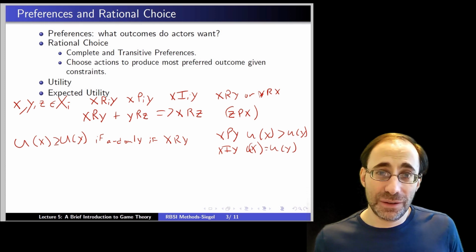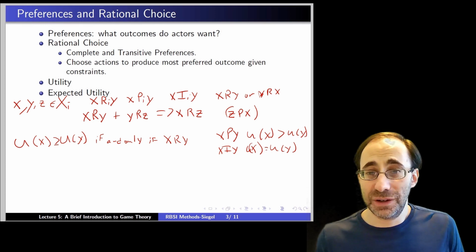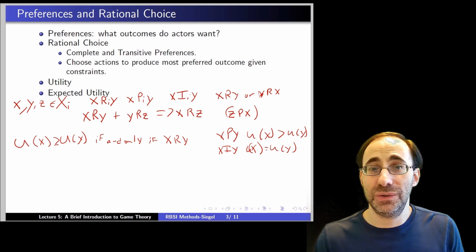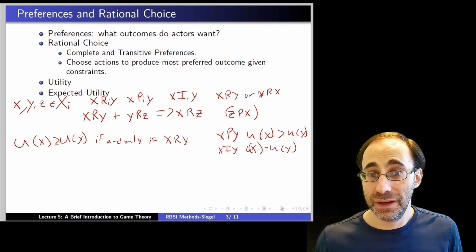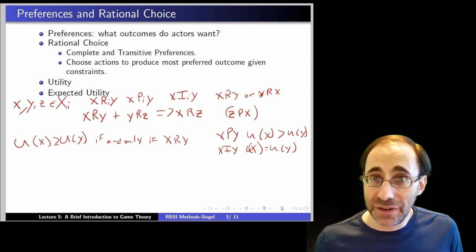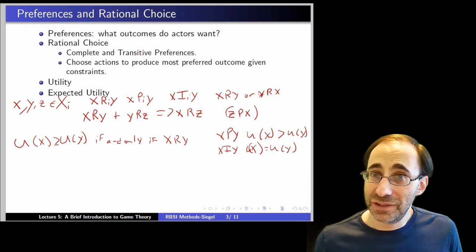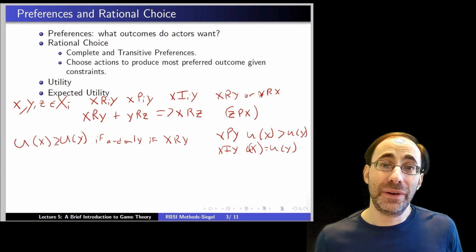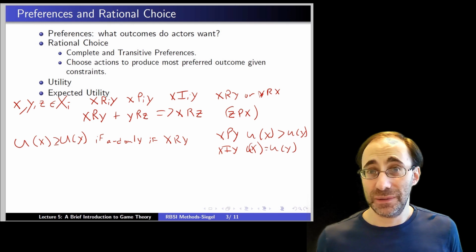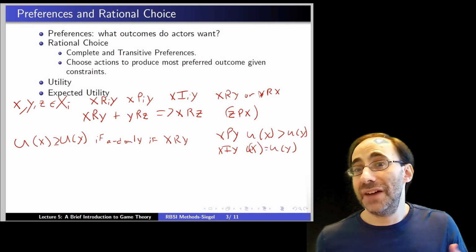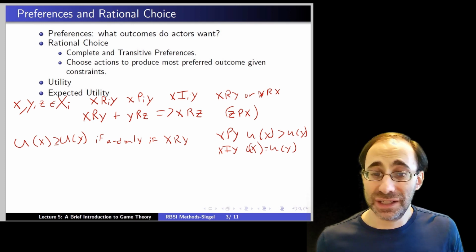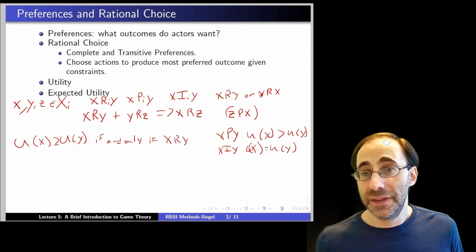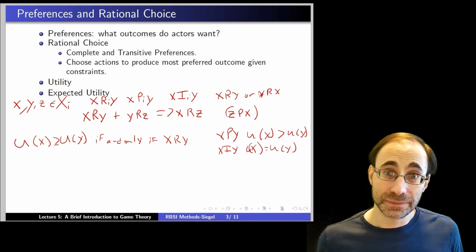A lottery in game theory terms is any random possibilities assigned to a series of outcomes. So if I have a 0.5 chance of getting x and a 0.5 chance of getting y, given some action I take, that's a lottery over x and y, in which the chances are equal. If instead I have a 0.7 chance, so a 70% chance of getting x, and a 30% chance of getting y, that's a different lottery over x and y.